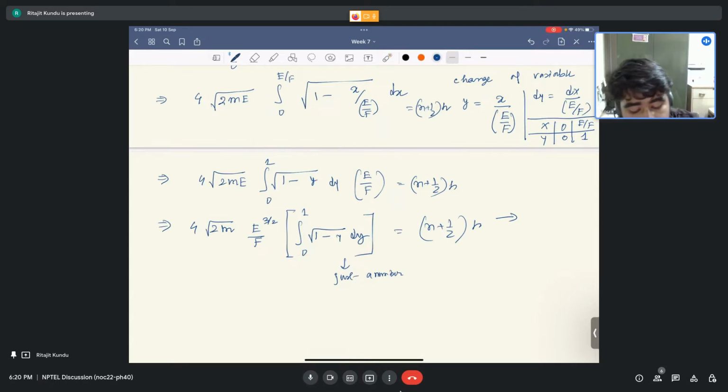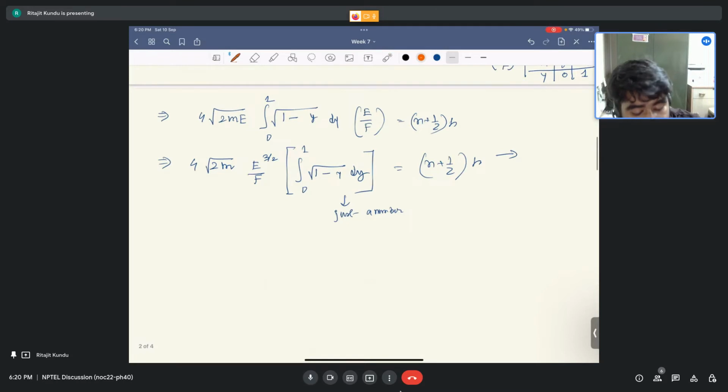So what do I mean by that? Let's just see this. So this means that e to the power 3 by 2 is actually proportional to n plus half h.